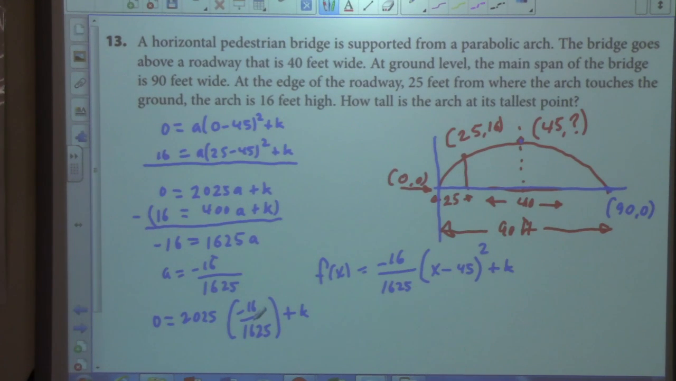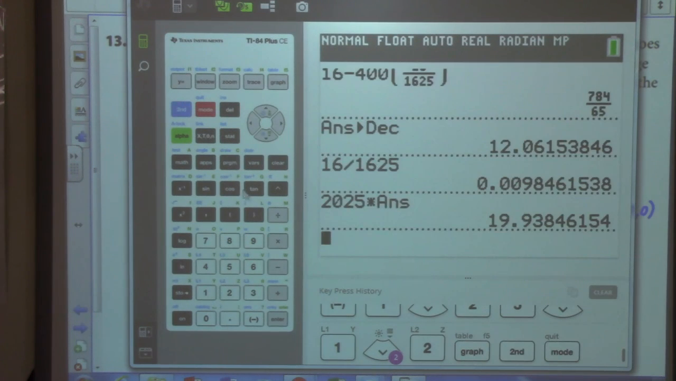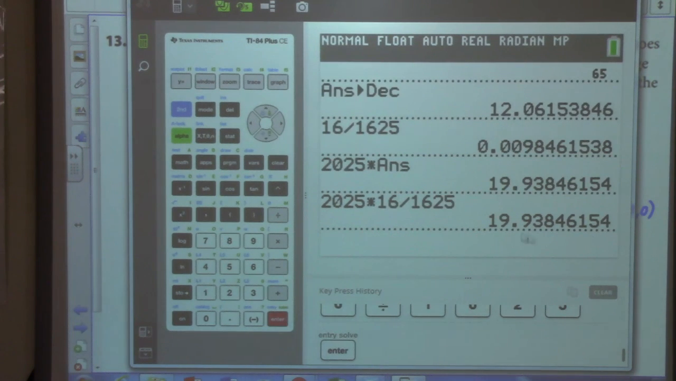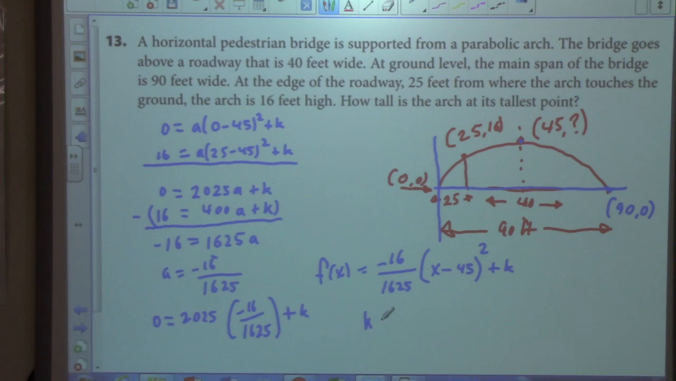So basically, it'll be positive this, right? Because we're on the other side. So 2025 times 16 over 1625. So 19.94, right? It wouldn't be negative, it'll be positive because we have to add. So this negative becomes positive over here. So this is our height.